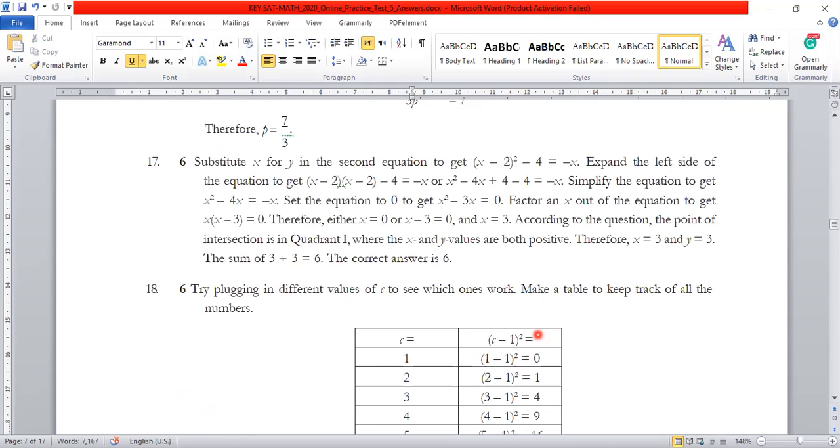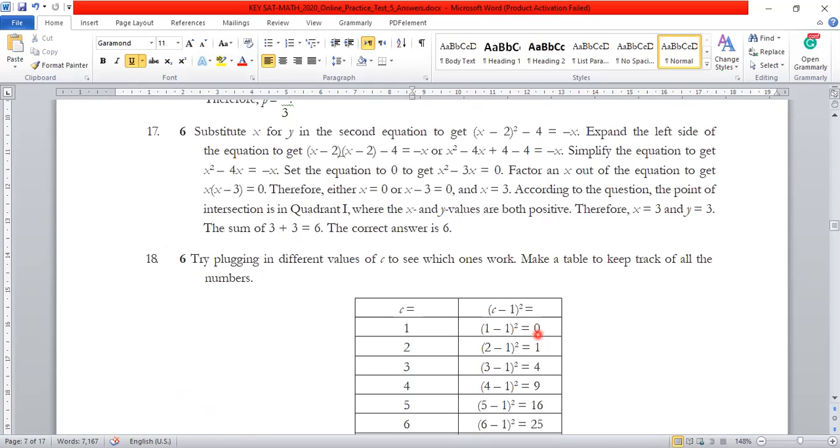Question number 17. What was your answer? Have you written that? Which one is this? I have 6 as the answer for number 17. So it's the right answer. Correct answer is 6.